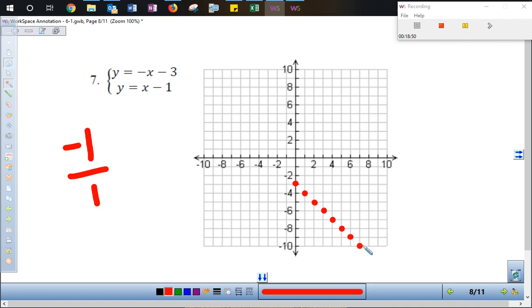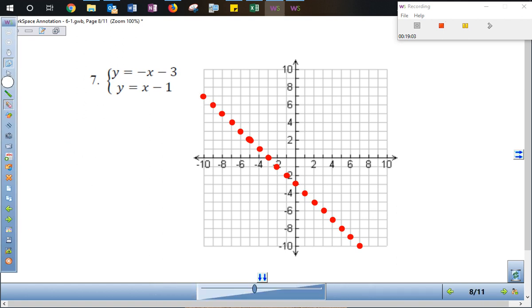Now, once I run out of space, I've got to go the opposite direction, up 1 to the left 1. And you keep going until you have no more room to go. Then you can connect it with a straight edge all the way through.